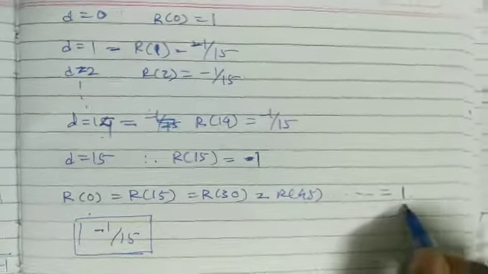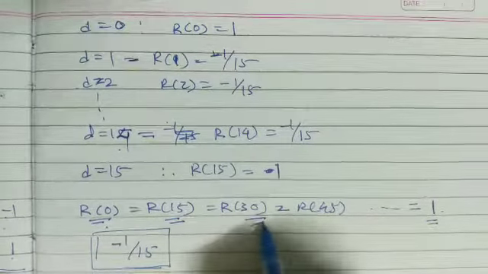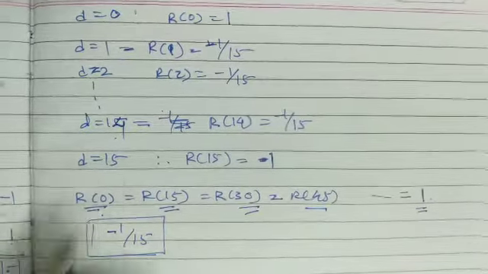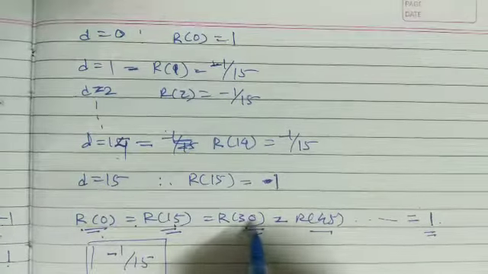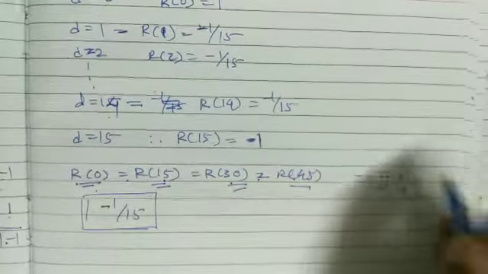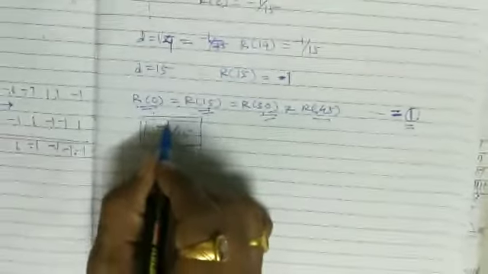The value that is 1 will repeat only after 15 values. Likewise, we can write R of 0 is equal to R of 15 is equal to R of 30 is equal to R of 45, likewise, that will give you the value 1. Otherwise, at other instances we will get the value as minus 1 by 15, as we have already obtained for d is equal to 1 and d is equal to 2 earlier.